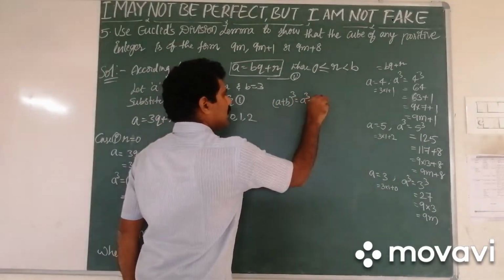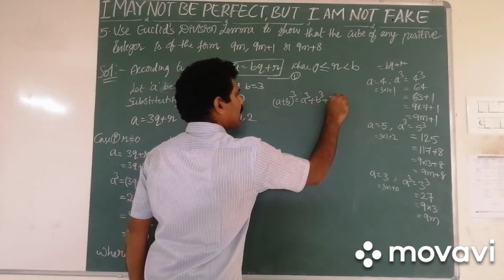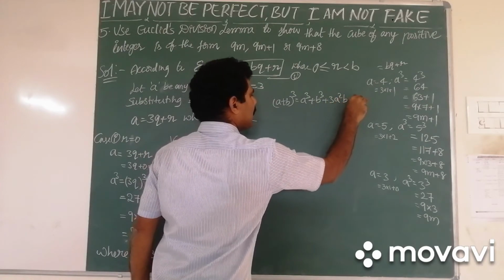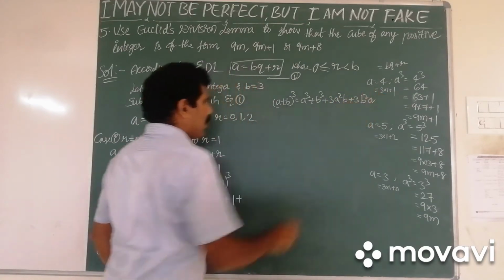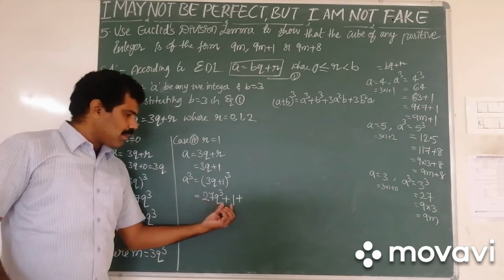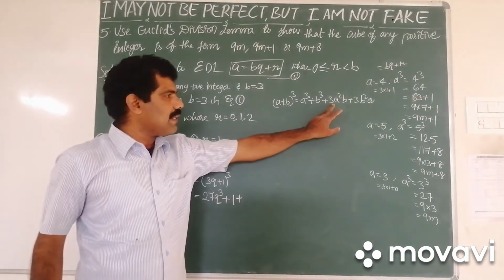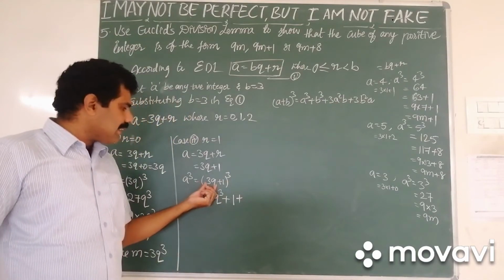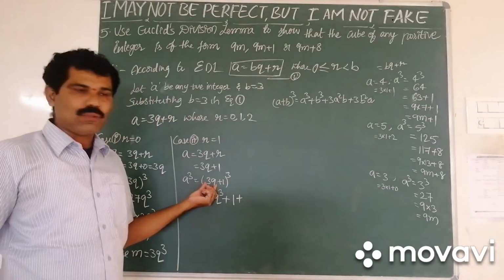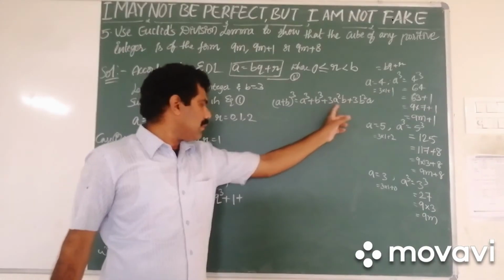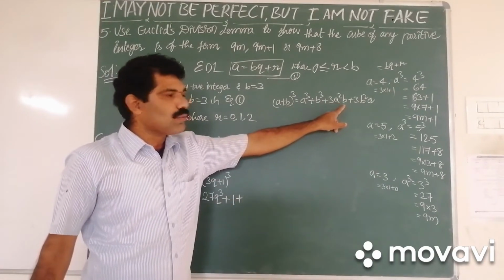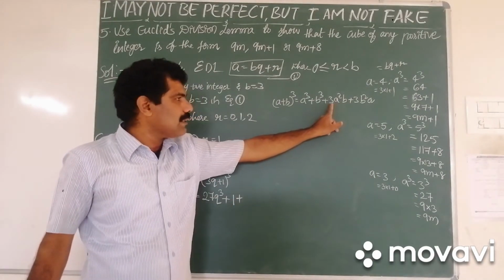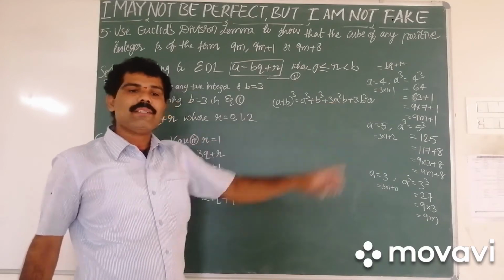a cube plus b cube plus 3a square b plus 3b square a. Now we have already written a cube plus b cube. Now we have to go for 3a square b. The a square value is 9q square. So 9q square into, here b is 1, so 9q square into 1 is 9q square. 9q square into 3 is 27q square.